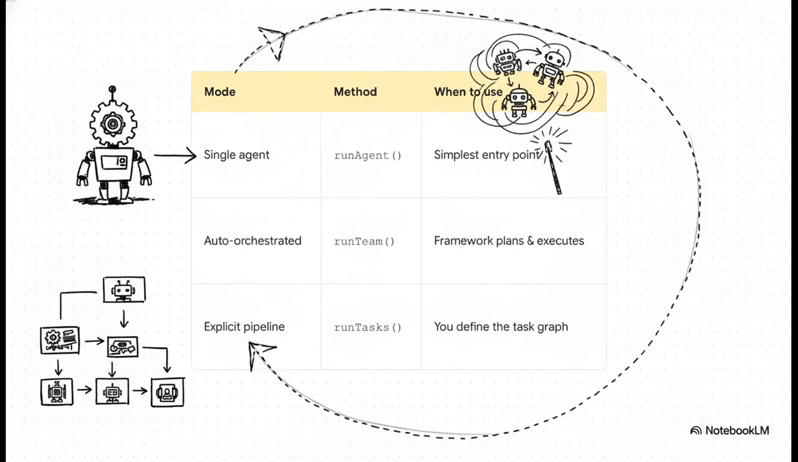But here's what's really cool. You're not locked into just one way of working. It's super flexible. For a quick, simple job, you can just use runAgent with a single agent. For that magical, automated experience, you use runTeam. And for you power users who want total control, you can use runTasks to map out the entire workflow and decide exactly which agent does what.